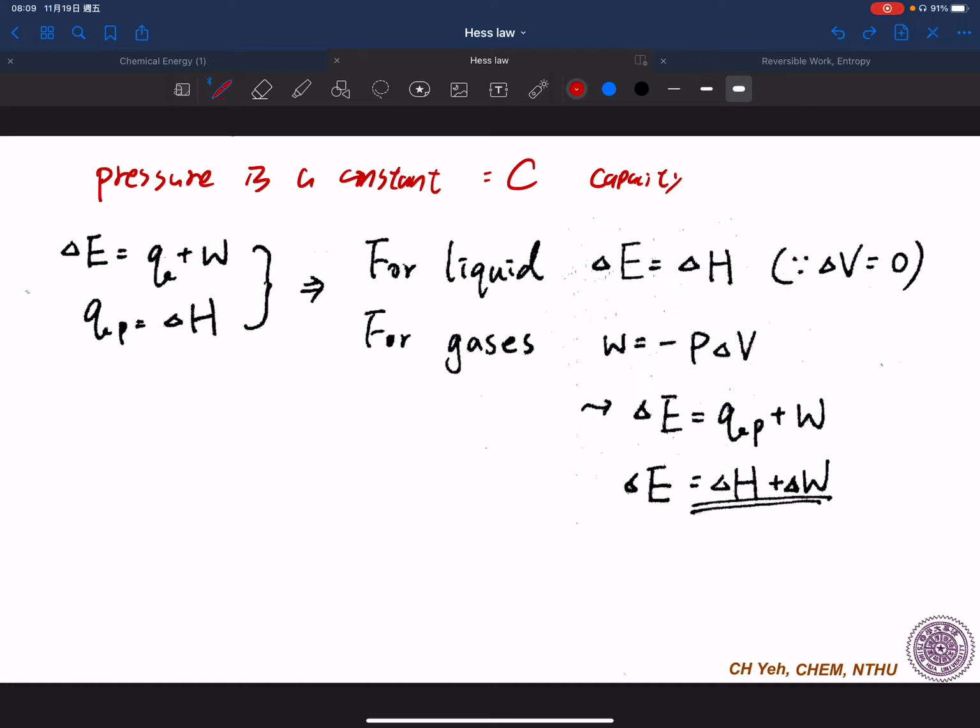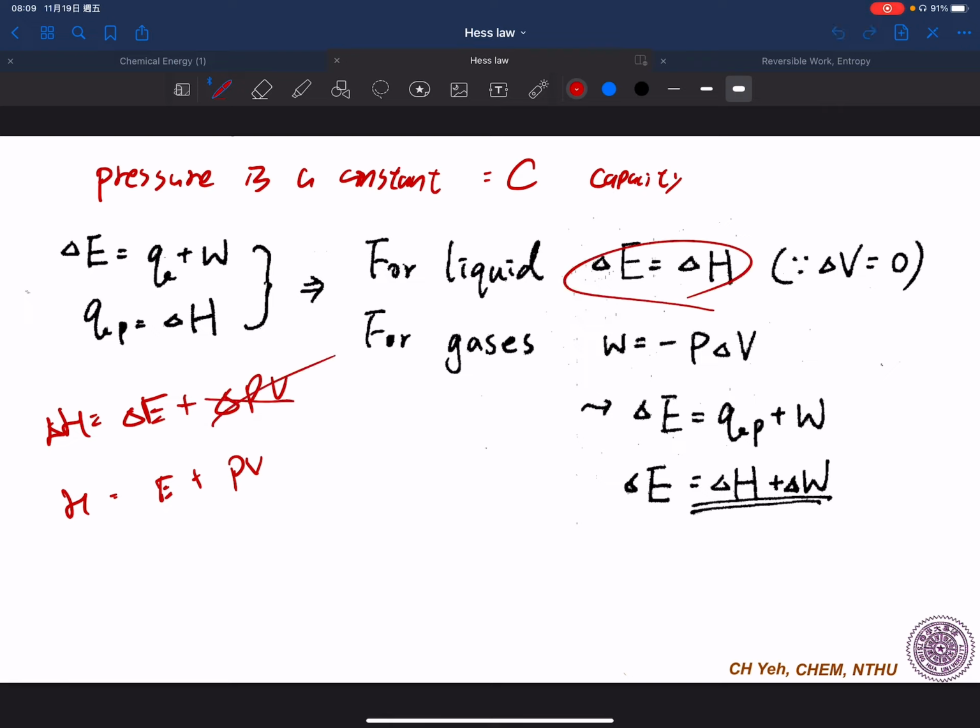In this part, we can easily say that there is no PV work, because from the definition, delta H equals delta E plus delta PV. So we know there is no volume change, and when there's no volume change, there will be no work energy. So enthalpy equals the internal energy.